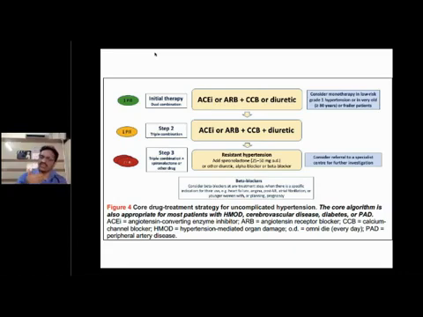Now, in India, we are already using single pill combination. But the European society has now realized that a single pill helps in increasing the adherence of the patient, because the patient has to take just a single drug once whenever it is given. So 3 drugs in a single pill: ACE or ARB plus CCB plus diuretics. And if still it is not controlled, then we have to go to step 3.